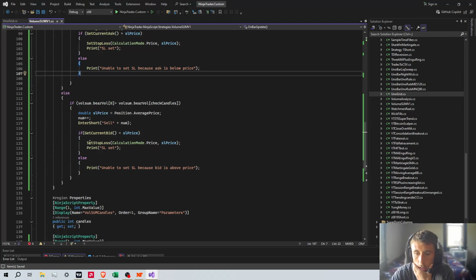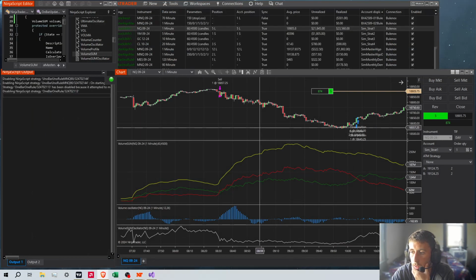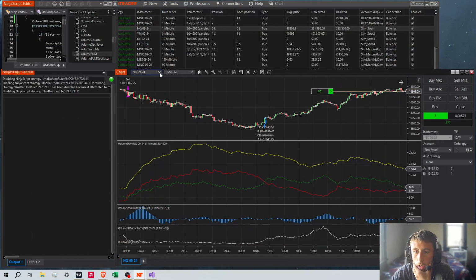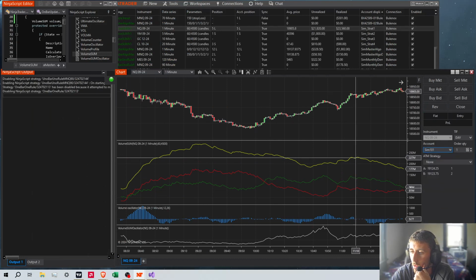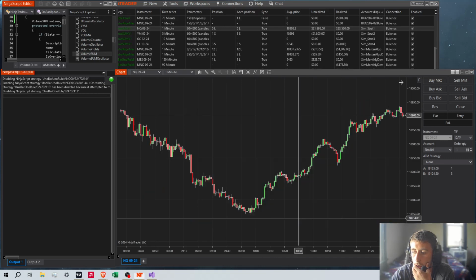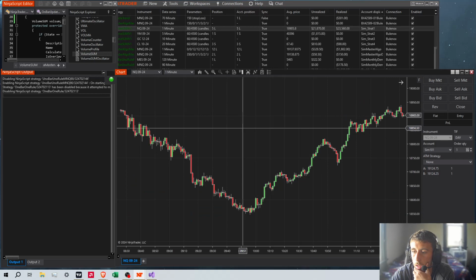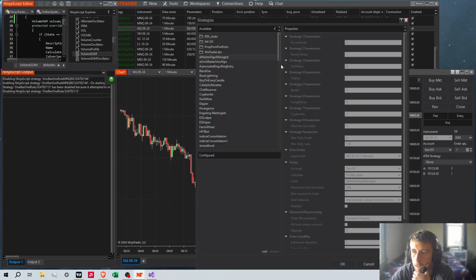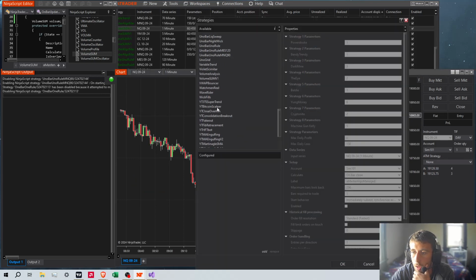So now we have at least one way that our position can exit. So let's just go to empty accounts and then add the strategy and see what's going on here.